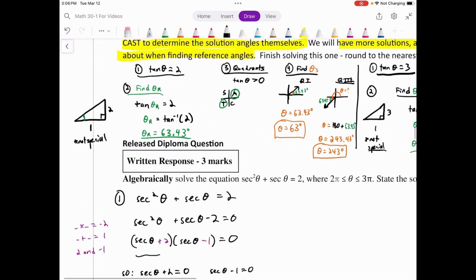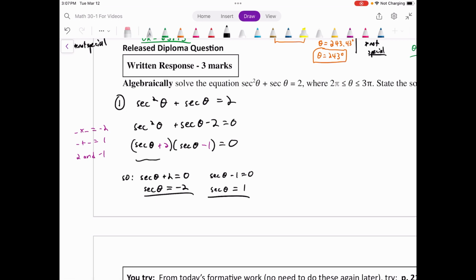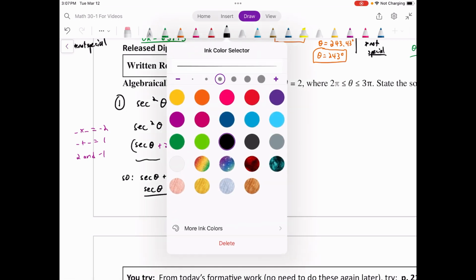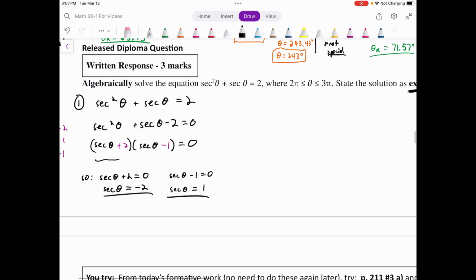And now we've got those two trig equations, and we're back in the stage where we've got our trig ratio. We can figure out what its reference angle is, figure out what quadrants it could lie in, and therefore what the actual angle itself is. We just have to do it twice because we have two solution conditions, right? We need the thetas that can make secant theta equal -2, and the thetas that can make secant of theta equal 1. Okay, so that now becomes our goal.